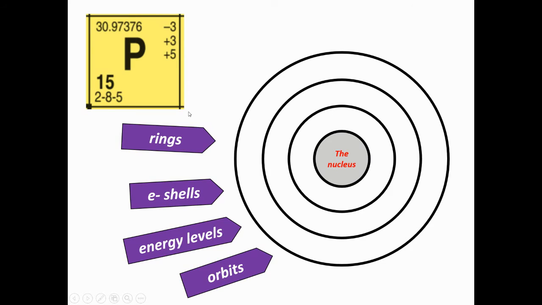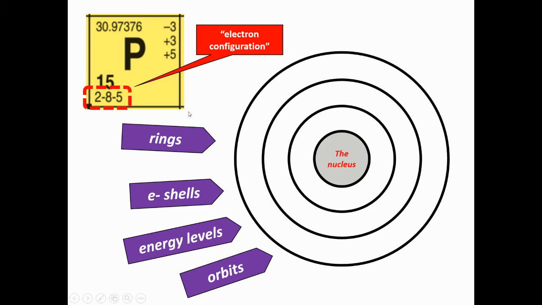Okay. Now there's a new term I've got to tell you about. That is electron configuration. This little code here in your periodic table is called the electron configuration. That means the pattern of the electrons. So 2-8-5 means that in the very first shell, the innermost shell, there are two electrons, just like that, two right there. And then there are 8 electrons in the next shell. Electrons really like to be in pairs, but they also like to spread out, okay? So they tend to arrange themselves like this. And then we've got 5 in the next shell.